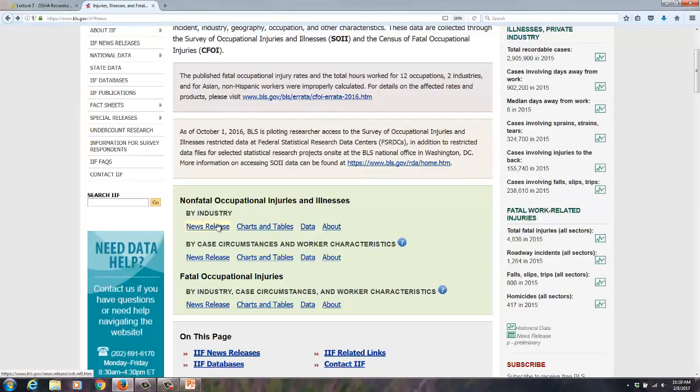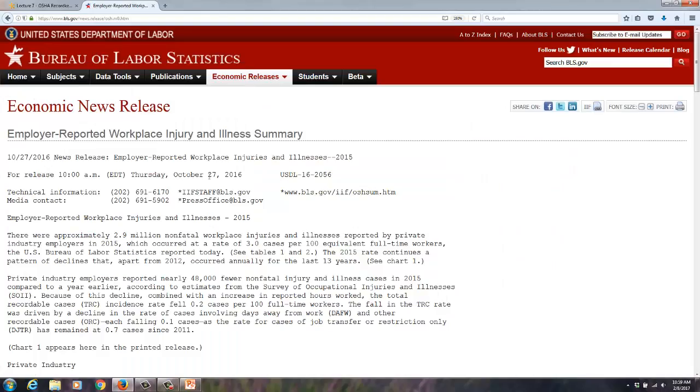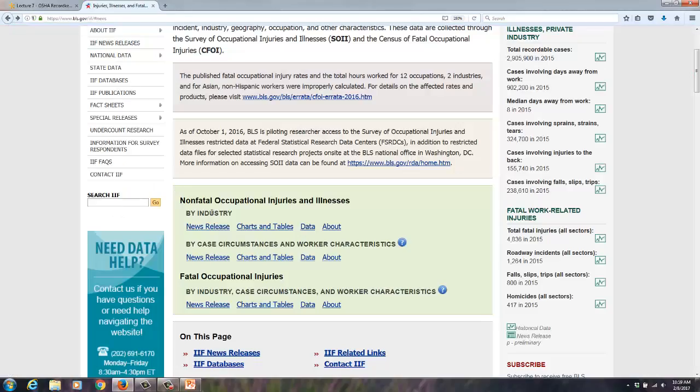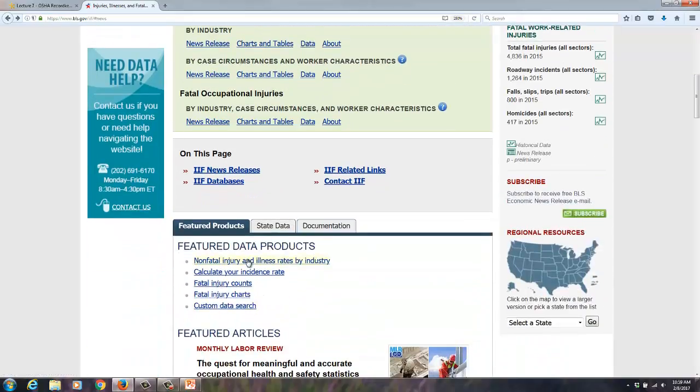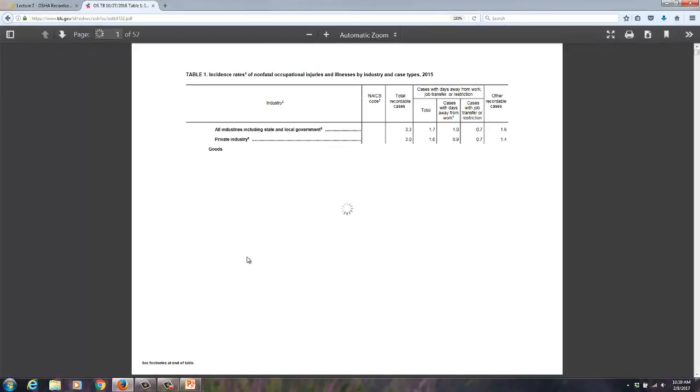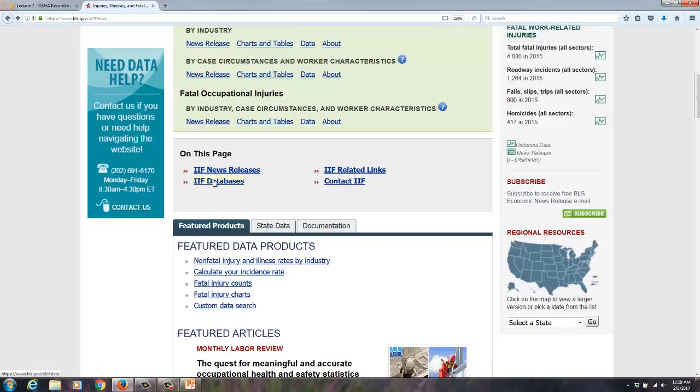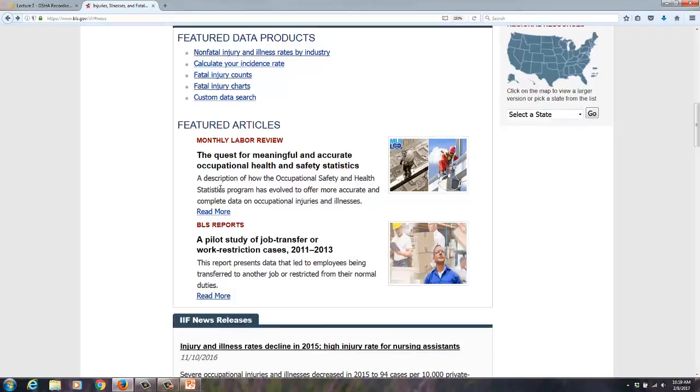So we've got the non-fatal news release by industry. I believe this one should have come out in October, but I'd like the PDF version, please. Oh, it's not going to give it to me? That's bogus. Let's see. Featured products. Non-fatal by industry. Oh, that's not what I wanted either. Sometimes they put things on this page.